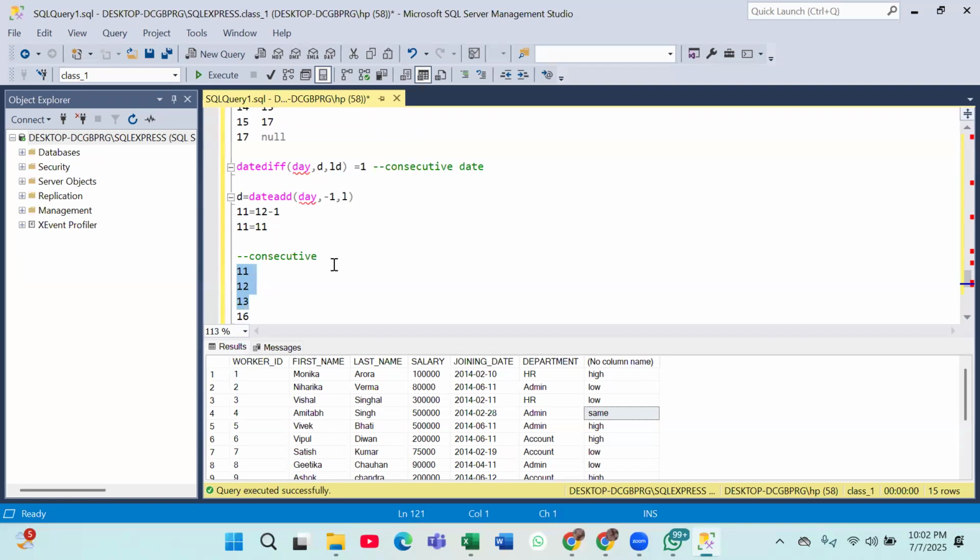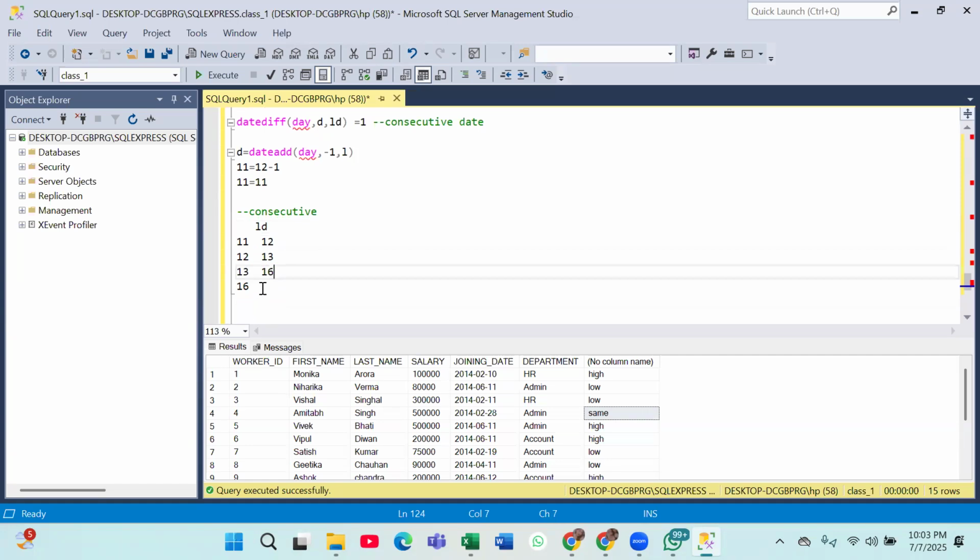So I have told a concept about lead. What will lead give you? Lead will give you the next date. So here it will be 12. Here the next date will be 13, right? Here it will be 16. And for 16, there is nothing after, so it will be null. So I was saying that if the difference between these two is one, then it will be a consecutive date. And here you can see the difference is 3, so it will not be a consecutive date.